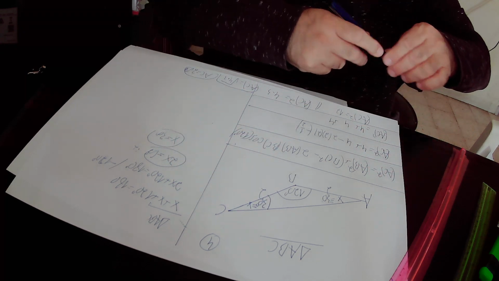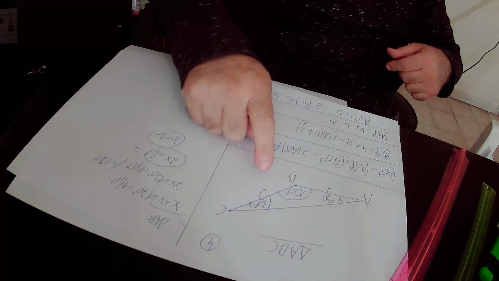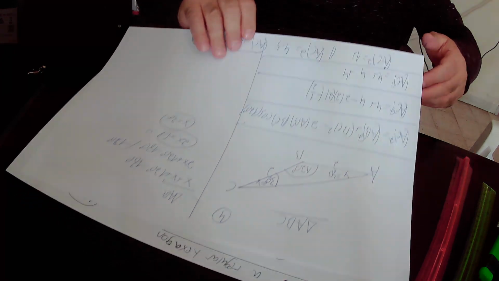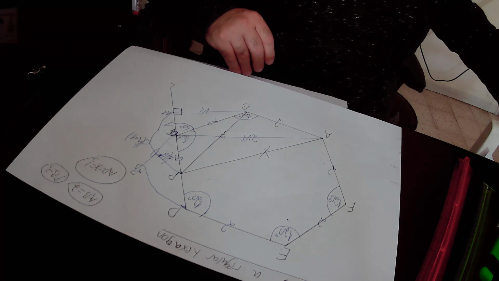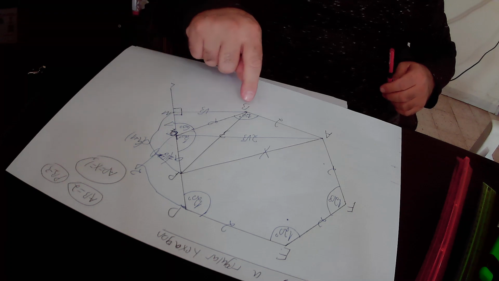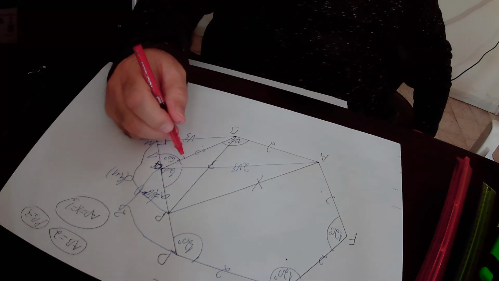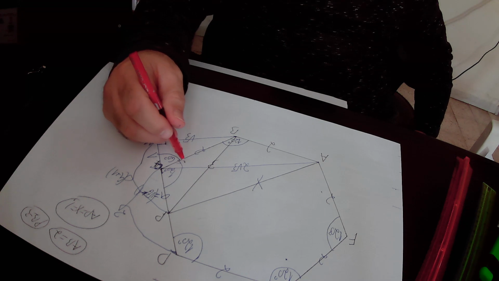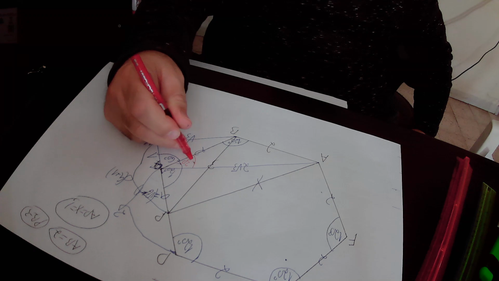So this angle x is actually angle ACB. So we found out that angle ACB equals 30 degrees, so we can write down in the original drawing that this angle ACB equals 30 degrees.